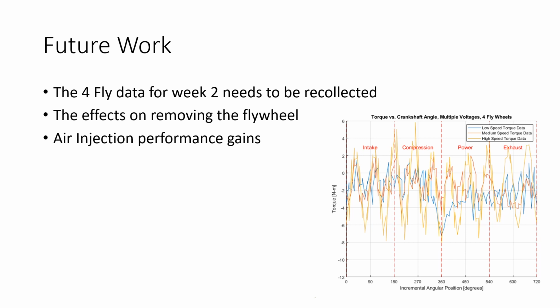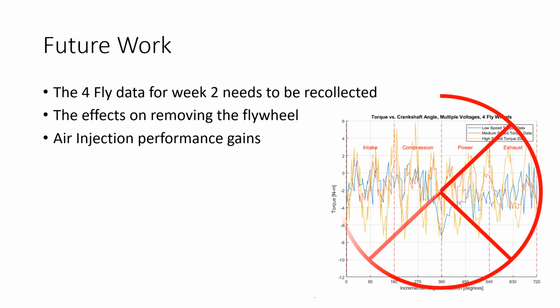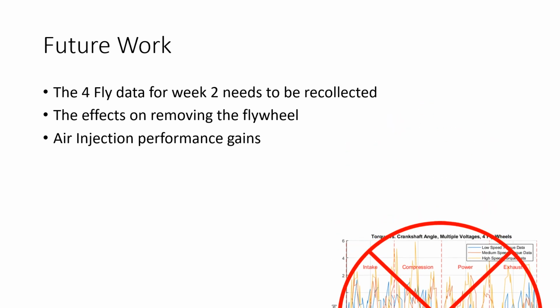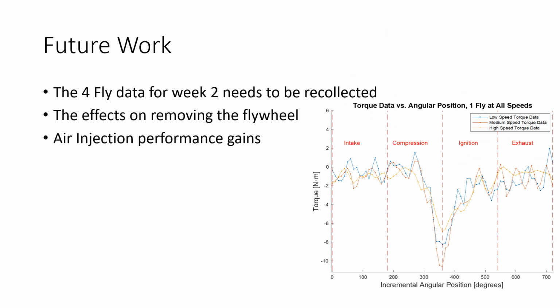The 4 flywheel data collected to derive the work done by air is not ideal, and so part of our remaining time will be spent regathering this data to see if what we have is valid. This also means that the effects of removing the flywheel cannot be analyzed as we cannot accurately compare the 2 datasets. As for air injection, the ideal injection timing was determined to be between 40 to 90 degrees after ignition, and the next step is to measure the performance difference the injection has on the system.